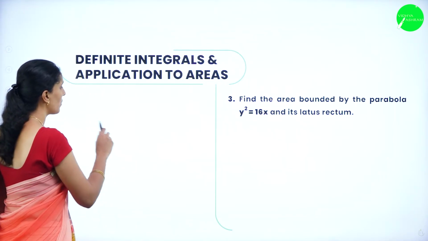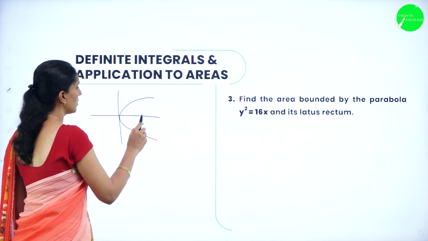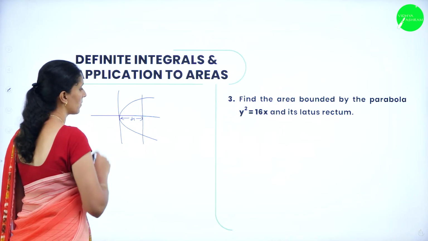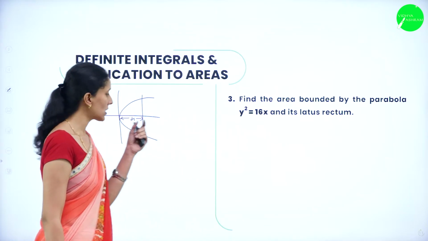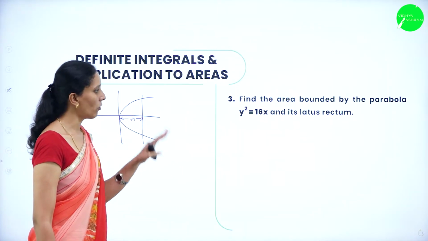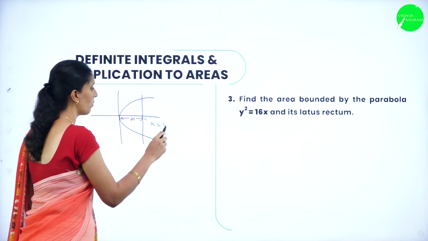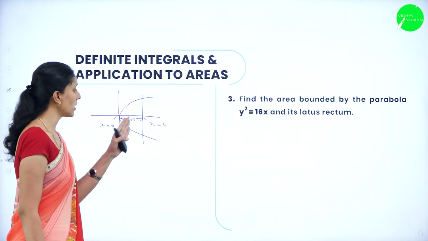So y square is equal to 16x is clearly a right-handed parabola. This is your latus rectum whose distance will be exactly 4, because it is 4ax, which means the value of a, that is the distance from the y-axis, will be 4. So therefore x is equal to 4. So this is the point x is equal to 4 and this is the point x is equal to 0. So therefore our limits vary from 0 to 4.